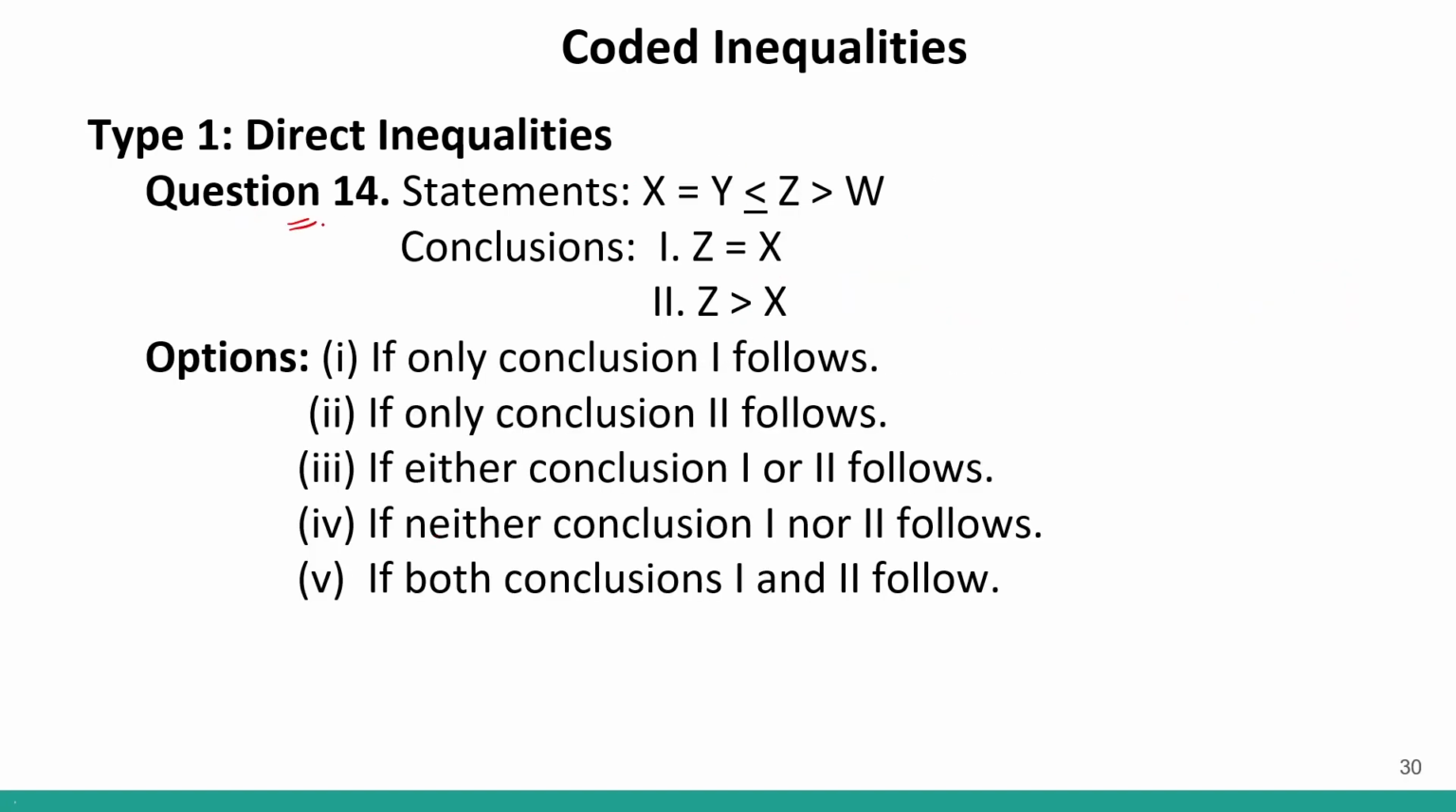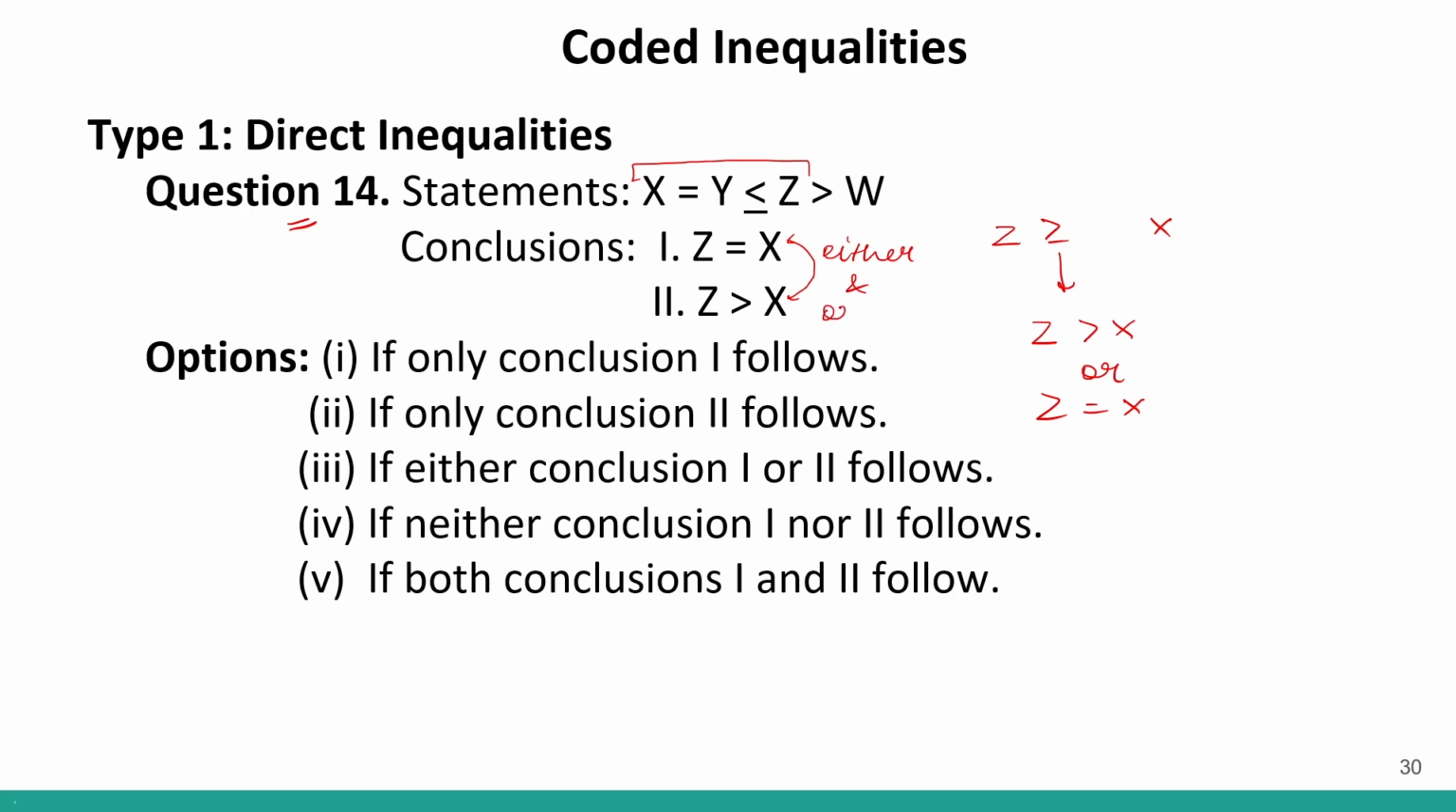Coming to question number 14. Question number 14, statements are given, conclusions are given. Z is equal to X and Z is greater than X. So I can find the relationship between Z and X. Z is greater than or equal to Y, which is equal to X. So I can remove Y. So Z will be greater than or equal to X. That means two possibilities. Z is greater than X or Z is equal to X. Correct? So basically this is a relationship of either or.